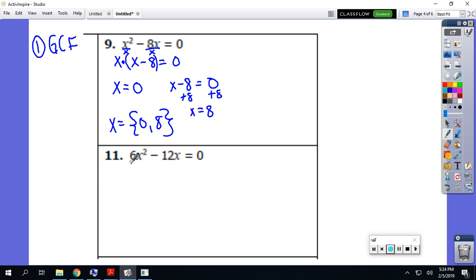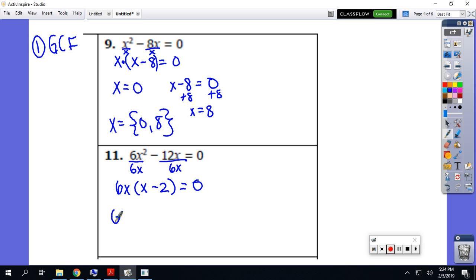Number 11. Once again, 2 terms, going to check for a GCF. This one has a GCF of 6x. So I'm going to write that 6x out front, divide it out. 6x squared divided by 6x would be an x. Negative 12x divided by 6x is negative 2.